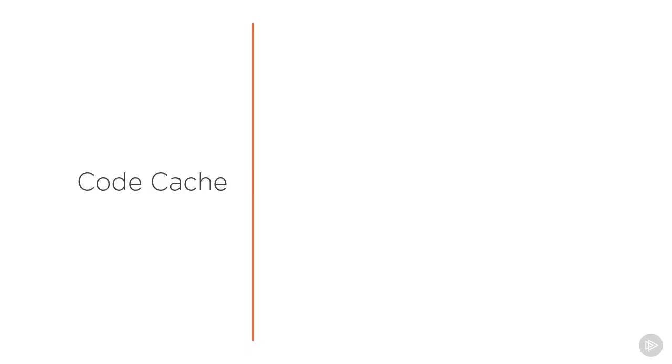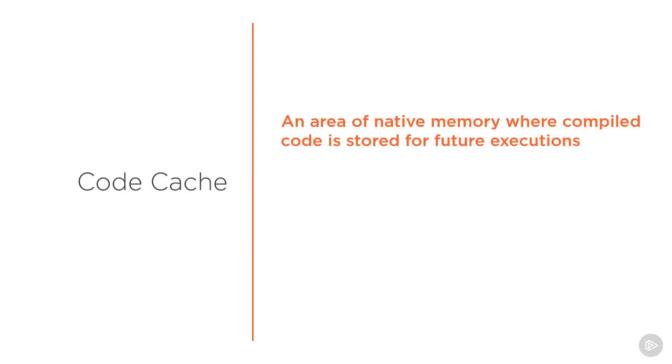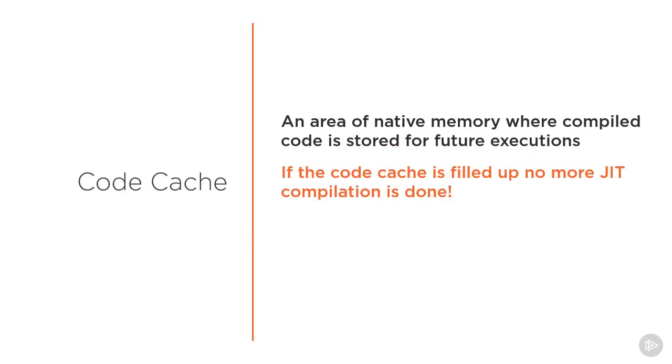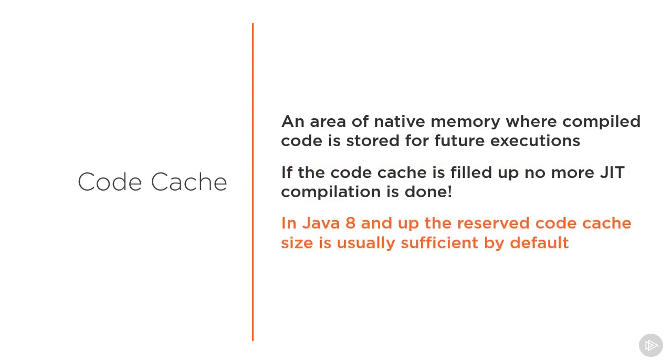The last thing we'll look at when it comes to JIT compilation is the size of the code cache. The code cache is an area of native memory where compiled code is stored for future execution. If the code cache gets filled up, no more compilations will be done, and hot methods may continue to run in the slower interpreted or C1 compiled mode. This should rarely happen though, as Java 8 typically reserves 50 megabytes for the code cache when tiered compilation is off, and 250 megabytes if tiered compilation is on. This should be more than enough for most applications.